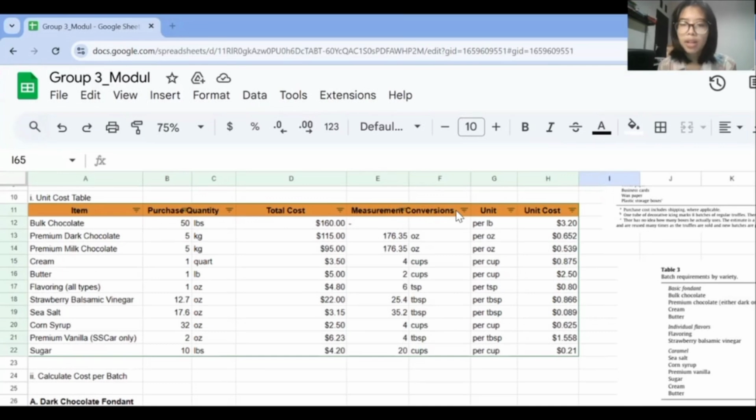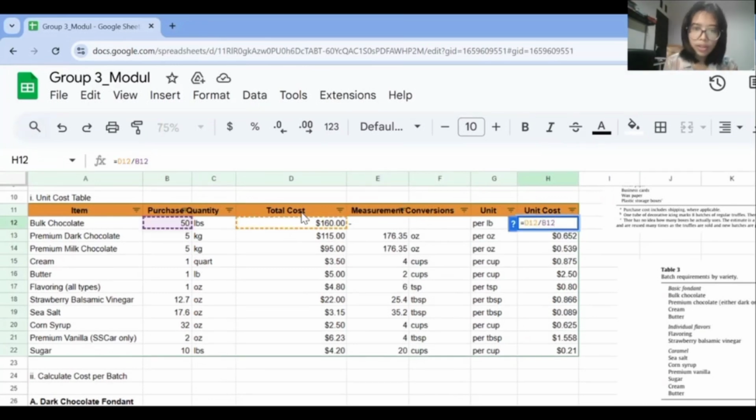There is no measurement conversion, because when we calculate it, we already need the pounds. We buy it in pounds and we calculate it in pounds. So there is no need for measurement conversions. And we get the unit cost right here: the total cost divided by the purchase quantity, like that.